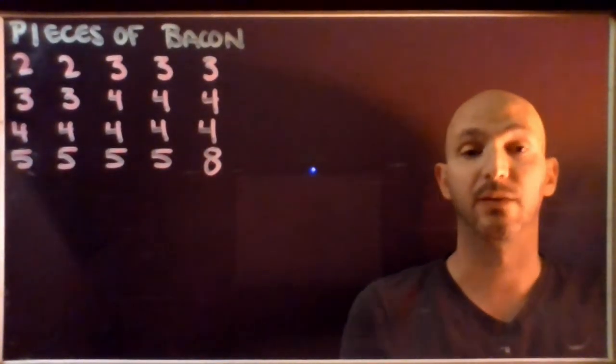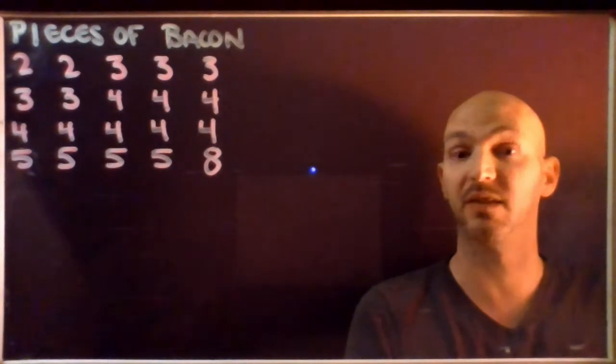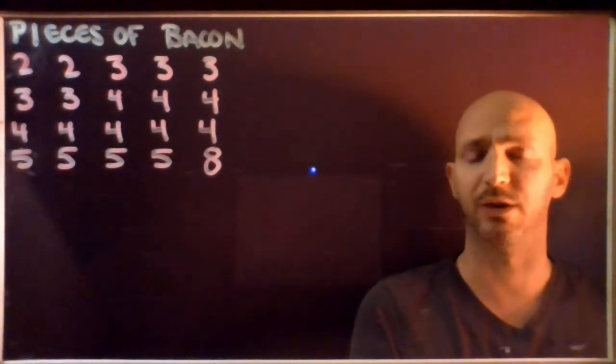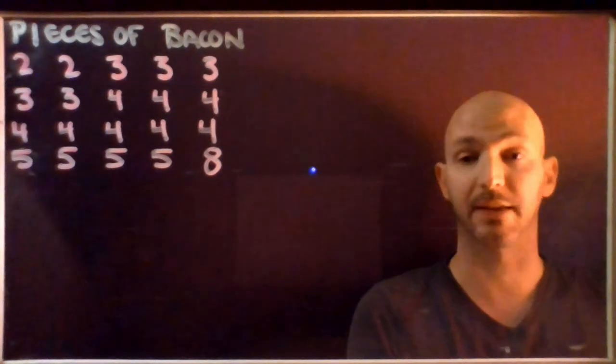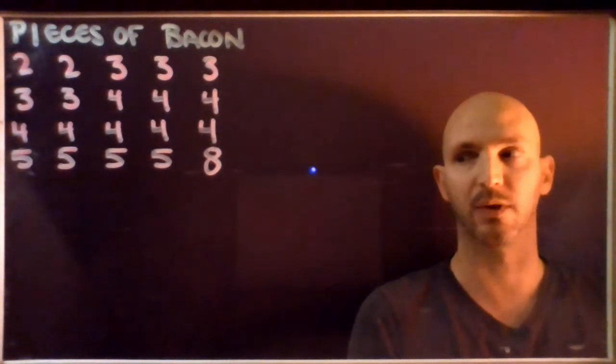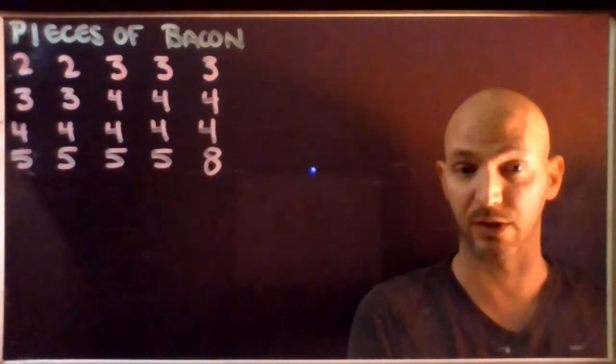So I'm going to do a full analysis of this particular data set here, which happens to be about pieces of bacon taken by people at a breakfast buffet. We're going to do the median and quartile analysis first, talk a little bit about outliers, and then I'm going to erase it all off for you and do the mean and standard deviation version.